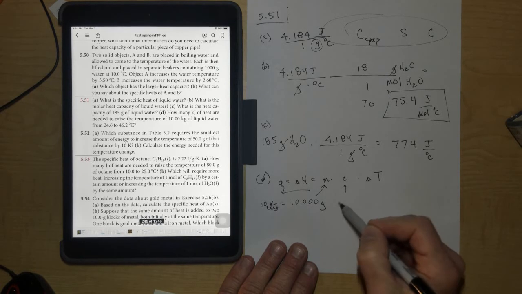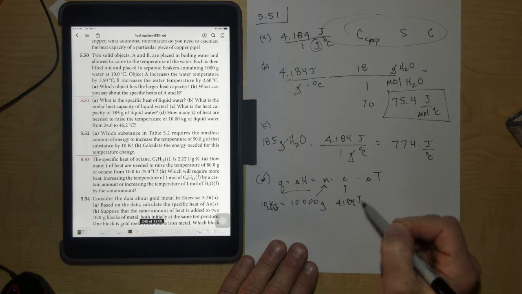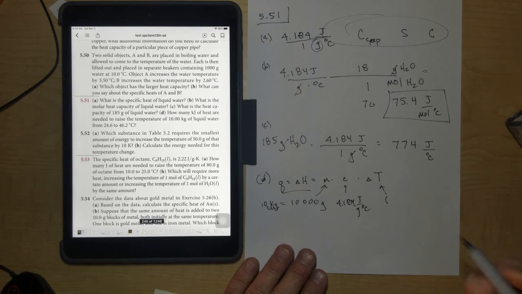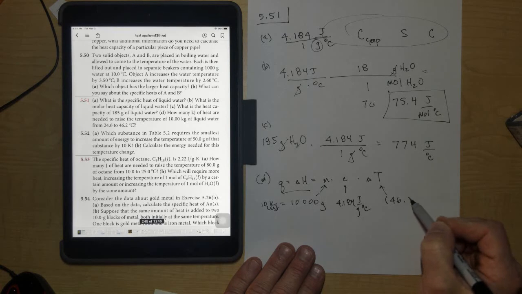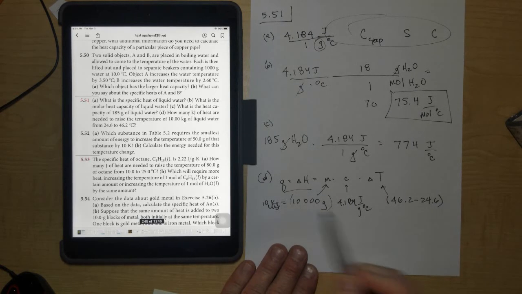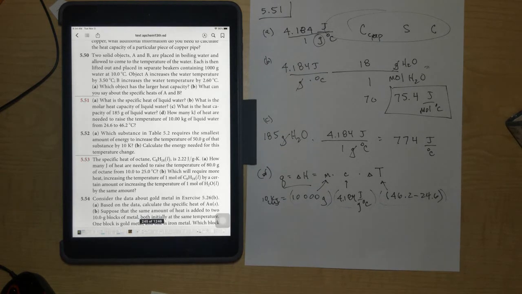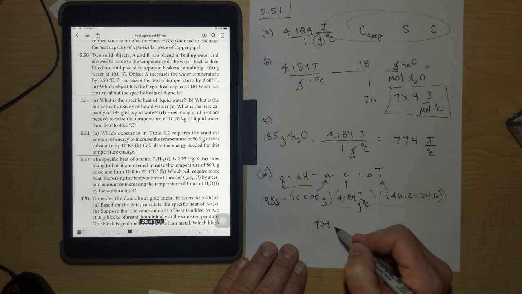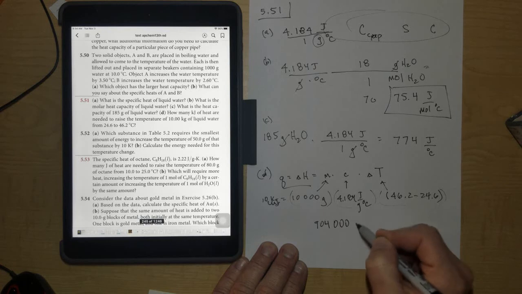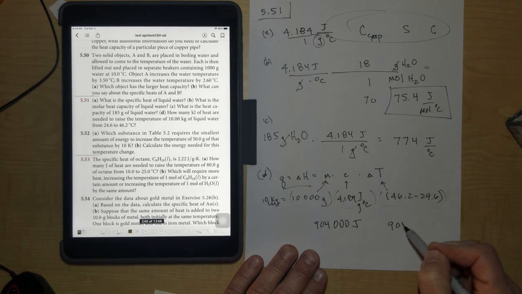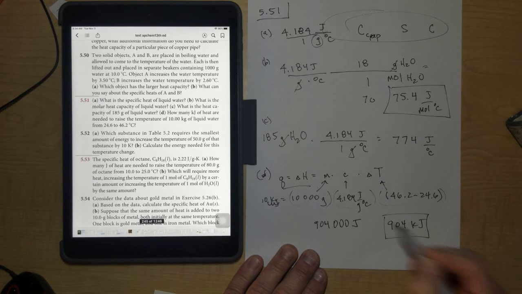Our specific heat capacity, of course, is 4.184 joules per gram degree Celsius. And then our change in temperature is temperature final minus temperature initial. So 46.2 minus 24.6. And now we can put those together in this MC delta T equation. Doing the math together for those ends up with 904,000 joules, so 904,000 joules. 3 to the left would put us at 904 kilojoules for the amount of energy.